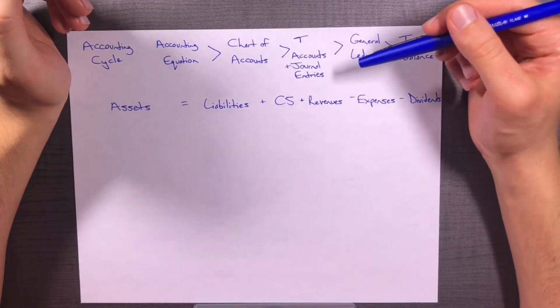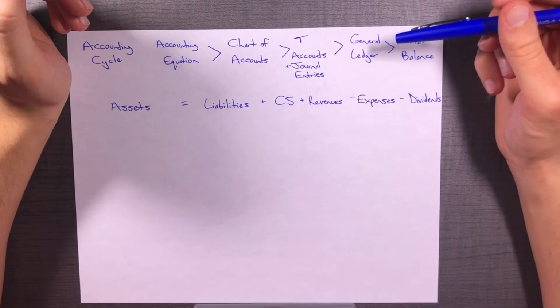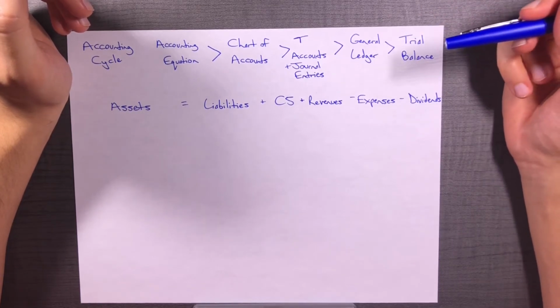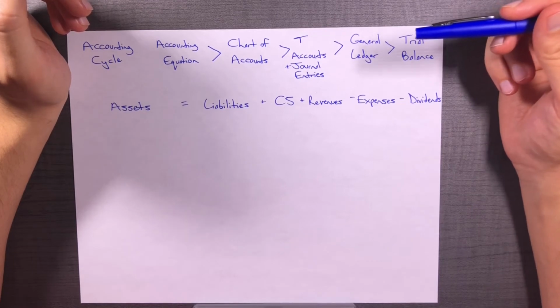Journal entries are posted to the general ledger. And lastly, the general ledger is summarized in the trial balance. We started with the accounting equation. Let's now look at the next element of the accounting cycle.